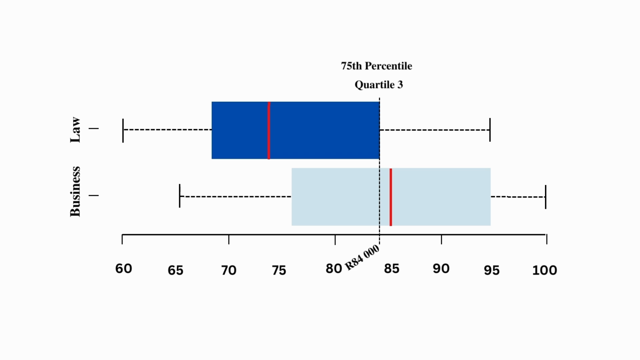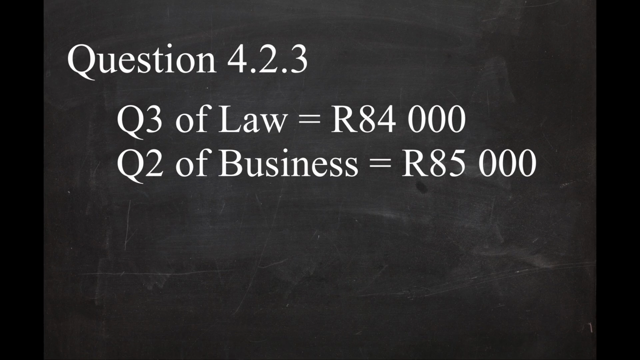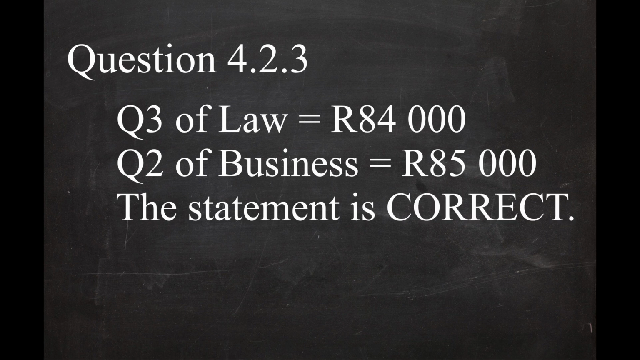From the box and whisker plot for business, the 50th percentile corresponds with the line in the middle of the box. The 50th percentile is also known as quartile 2. The estimated salary for the 50th percentile of business is 85,000 Rand. Comparing these two values, we see that 84,000 Rand is less than 85,000 Rand. So, the statement is correct.